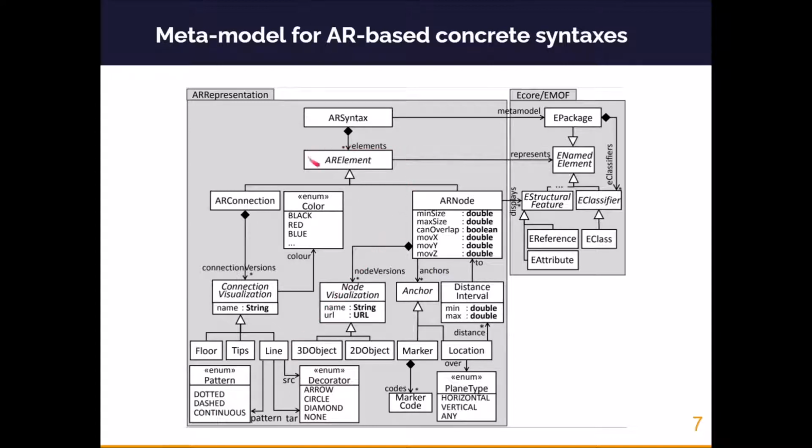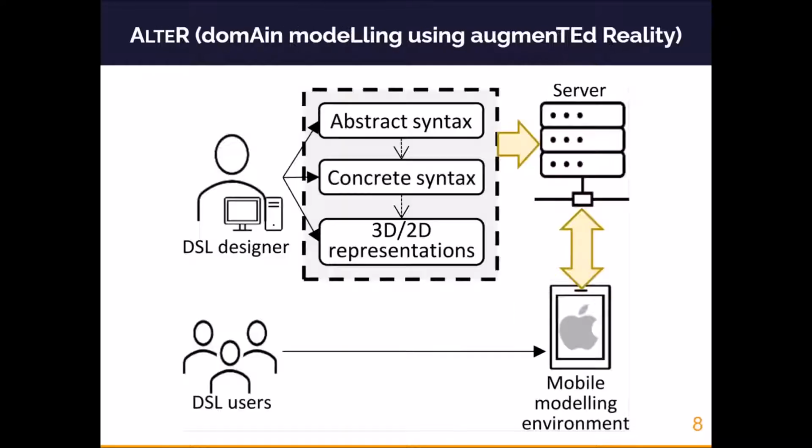These AR elements are annotating the domain metamodel. The domain metamodel is the system you're modeling. For instance, a touristic model or IKEA models, this kind of example. We are using the Ecore and EMF language, which is from the Eclipse Modeling Framework. The tool that we have implemented is called ALTER. It stands for Domain Modeling Using Augmented Reality.